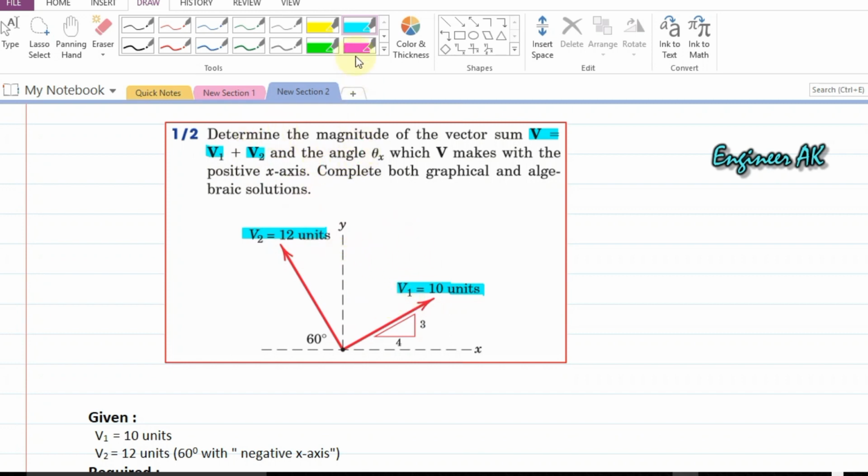And the angle theta x means the angle that this vector is making with the positive x-axis. Complete both graphical and algebraic methods. So we have to find the solution both graphically and also algebraically. And here v2 is making a 60-degree angle with the negative x-axis.